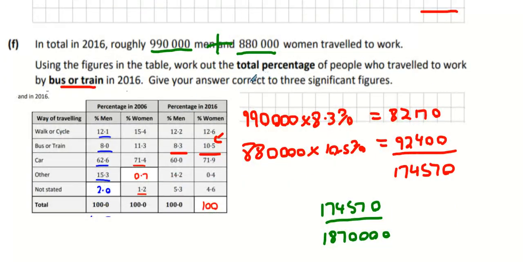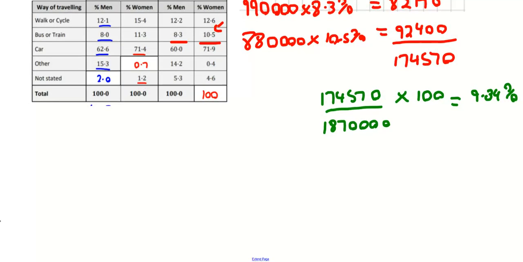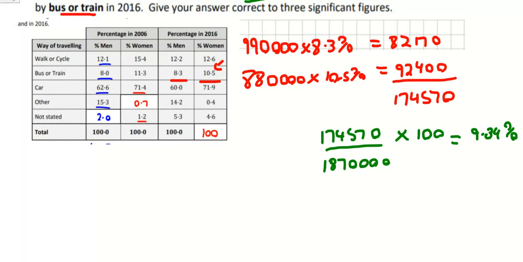Okay, now we have to find the percentage. If you read the language of the question, it's very much looking for total percentage. So it's the amount of people who travelled by bus or train divided by the total number of people in the population, multiplied by 100, and we're going to get roughly 9.34% when you round it to 3 significant figures as shown. Okay, good.